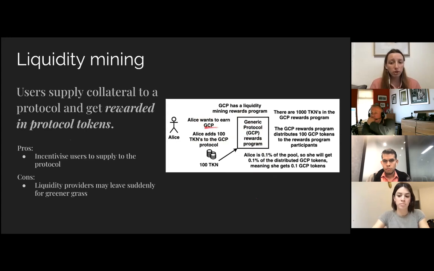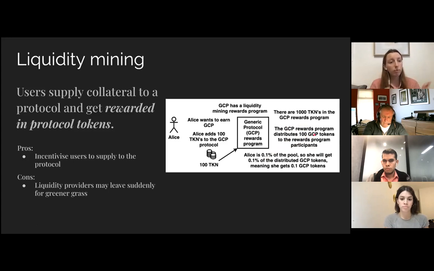So Alice wants to earn these GCP tokens. So she adds her 100 tokens to the GCP protocol, right? Then in the total protocol, there are 1,000 tokens, right? So how the rewards usually are distributed is as a portion of the total pool. So the total pool here, including Alice's tokens, is 1,000 tokens, which means Alice is only 0.1% of the pool. So when they distribute their GCP tokens, the reward tokens, they reward them based on your percentage.